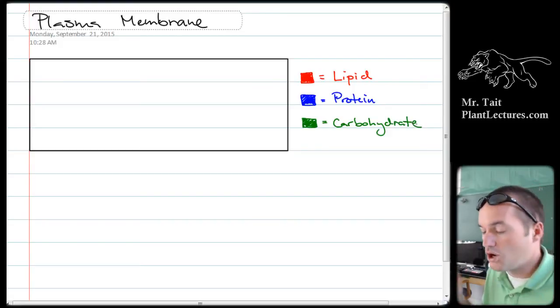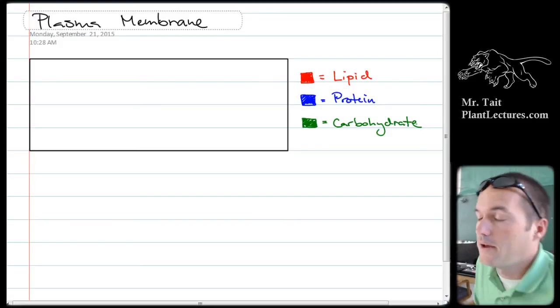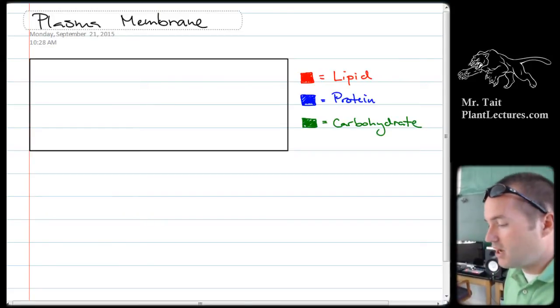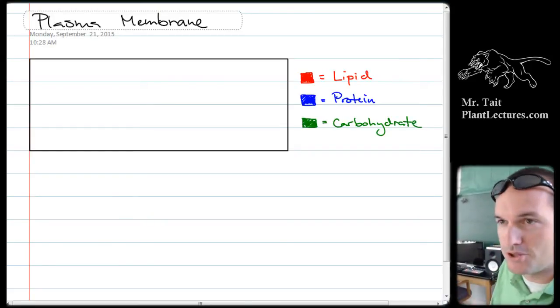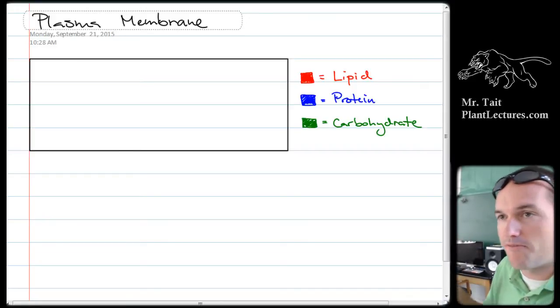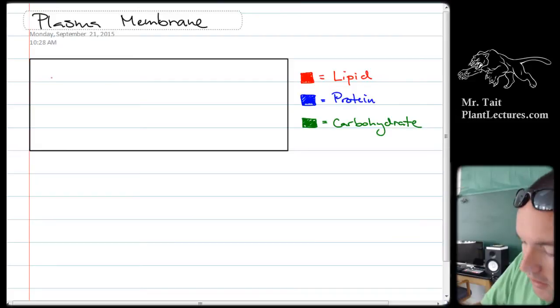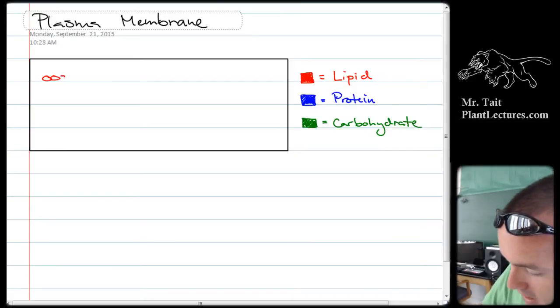Okay, so up until now, we have interchangeably used the term phospholipid bilayer and plasma membrane, okay? Those terms are no longer going to be interchangeable because they are not interchangeable. They're very different things, and hopefully after today you will understand exactly why that's the case.